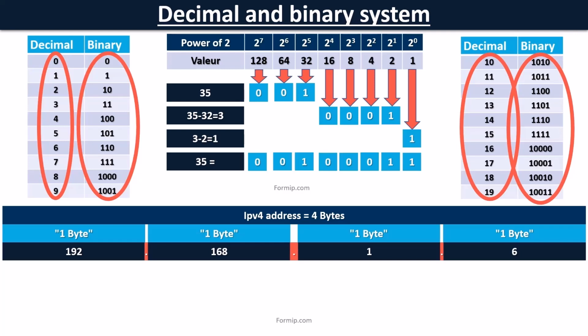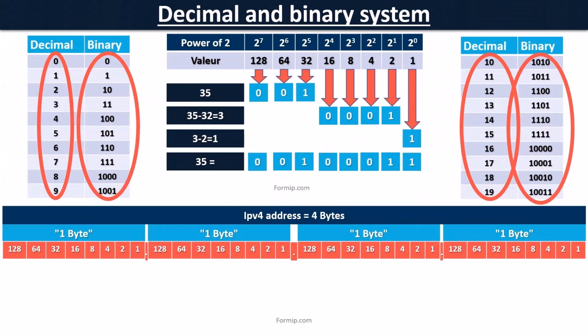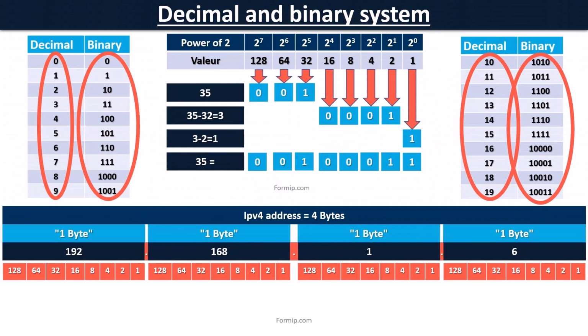We will now translate this IP address into binary. The easiest way to translate from a decimal to binary is to start by writing the powers of 2 for each part of our IP address. Now we just have to apply the method we used for the number 35.